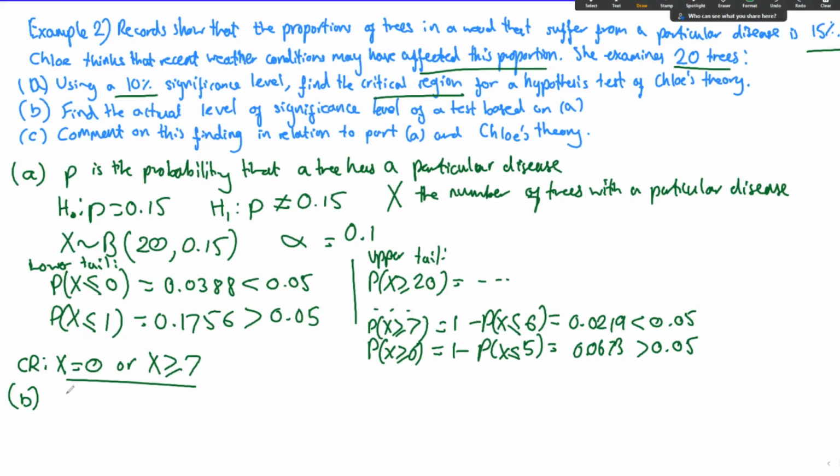So the significance level of the test will be the probability that x is equal to 0 plus the probability that x is greater than or equal to 7, because we're taking both of these extremes. And then we get 0.0607 or 6.07%.